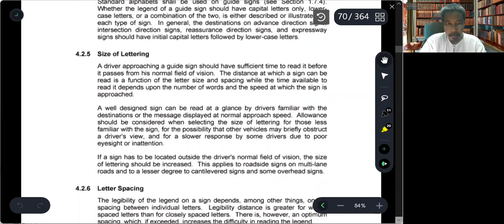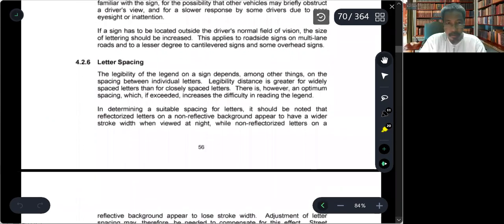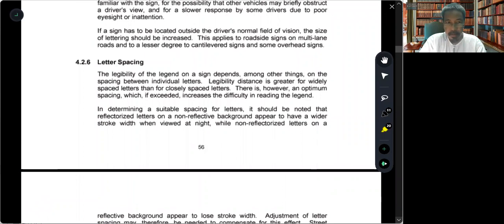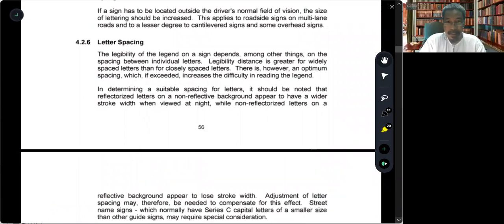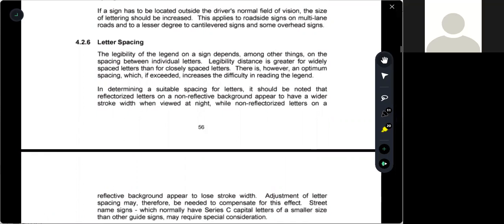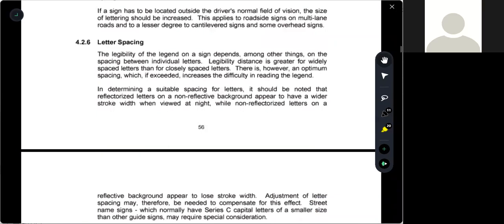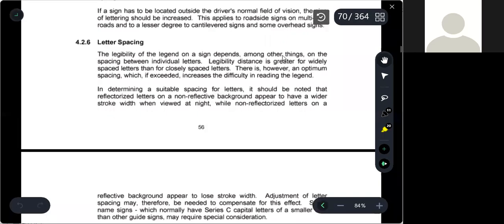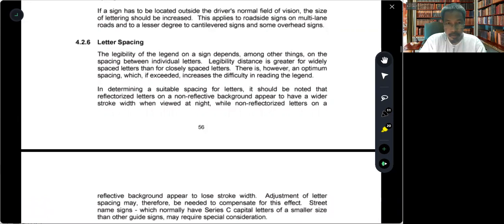Letter spacing. The spacing of the legend on the road sign depends, among other things, on the spacing between individual letters. Legibility distance is greater for widely spaced letters than for closely spaced letters.